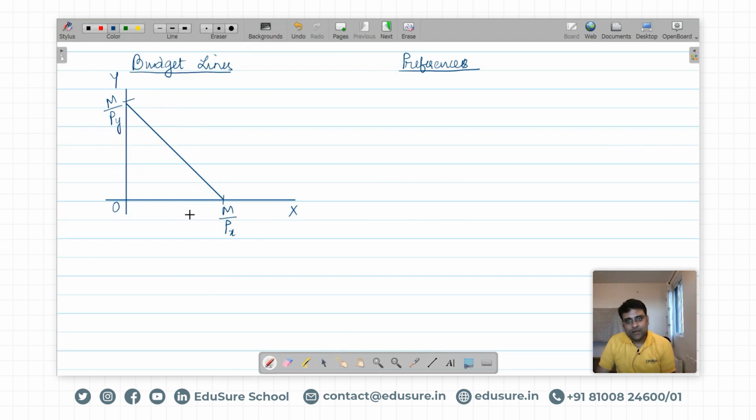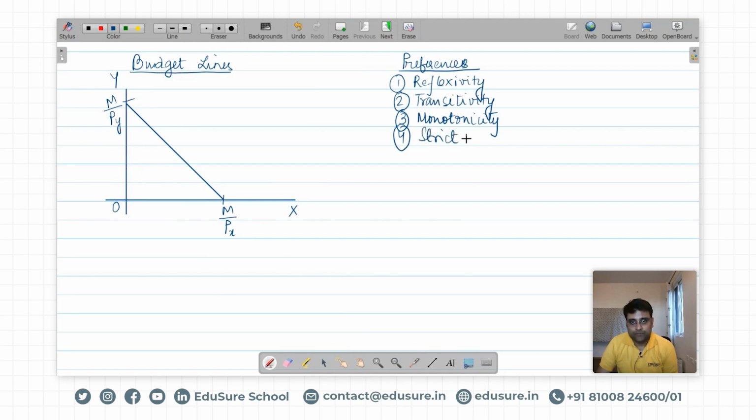In terms of preferences, we have already defined a few desirable preferences: number one would be reflexivity, then transitivity, monotonicity, strict convexity. These are a few desirable properties that you as an economist would prefer your preferences to have.